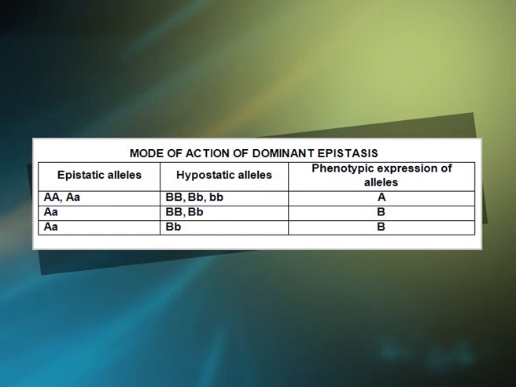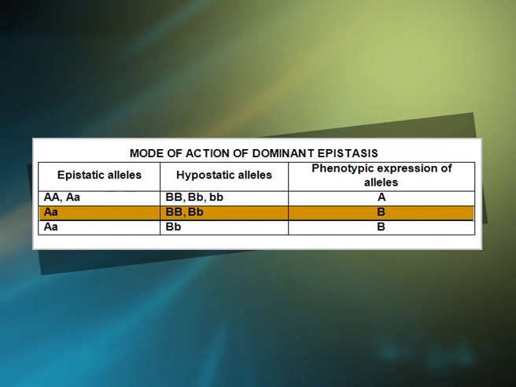If you examine the first row, you can see the epistatic alleles are capital A capital A or capital A small a. The hypostatic alleles are capital B capital B, capital B small b, and the third condition is small b small b, and the phenotypic expression of alleles for these cases is capital A.